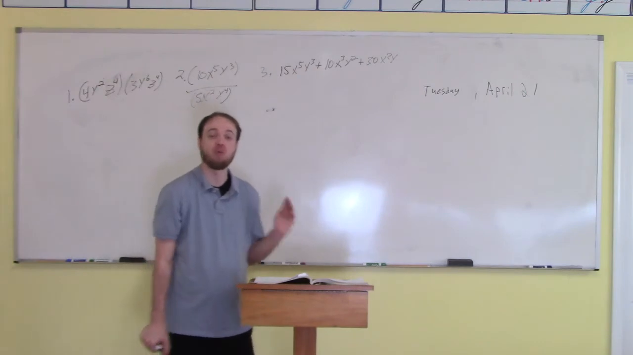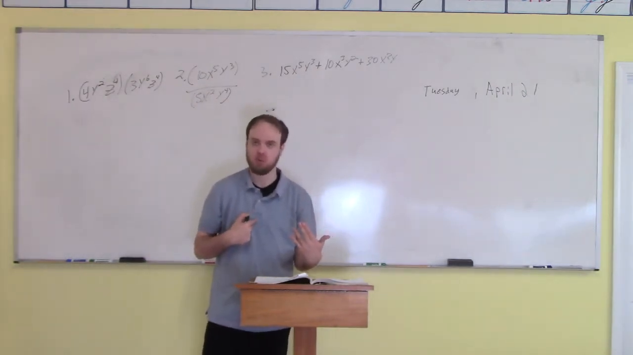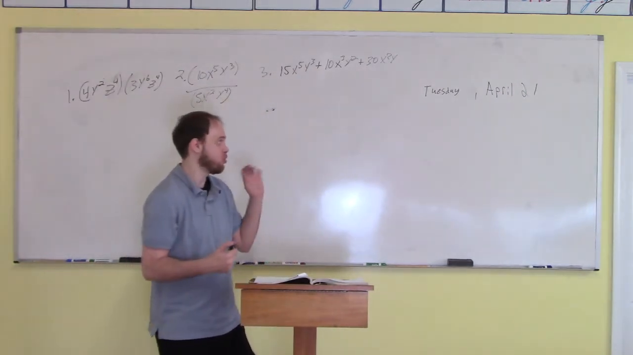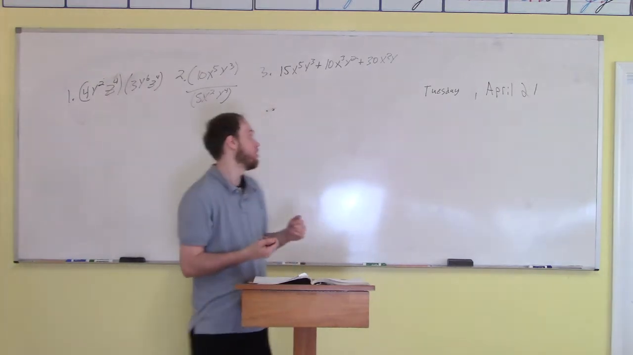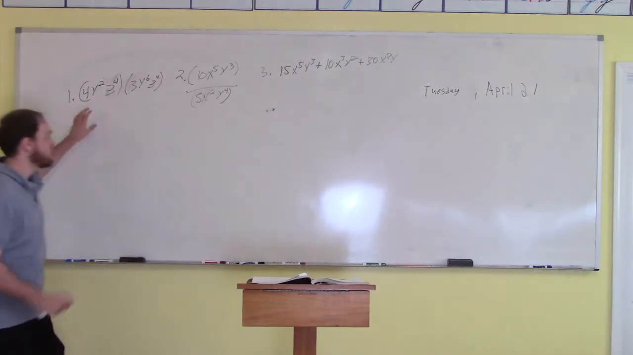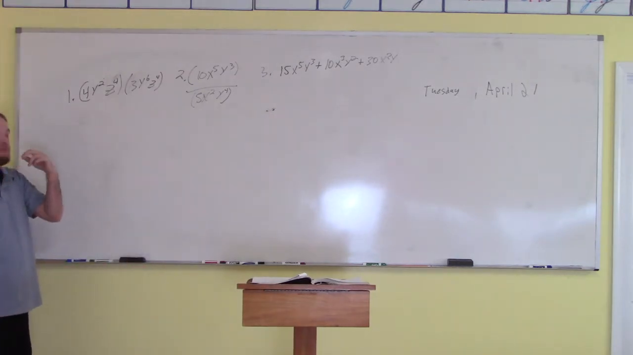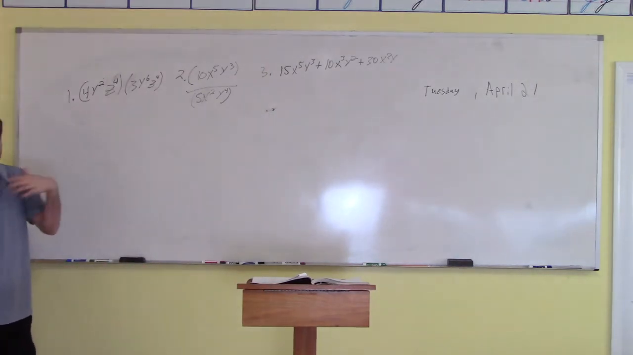So basically I'm just going to go over one problem of each type, because we did our main big review yesterday. So I'm just going to do one problem of each type and then you can take your test. The first type of problem is our multiplication rule. Remember, when you multiply and have the same variable, you add your exponents.